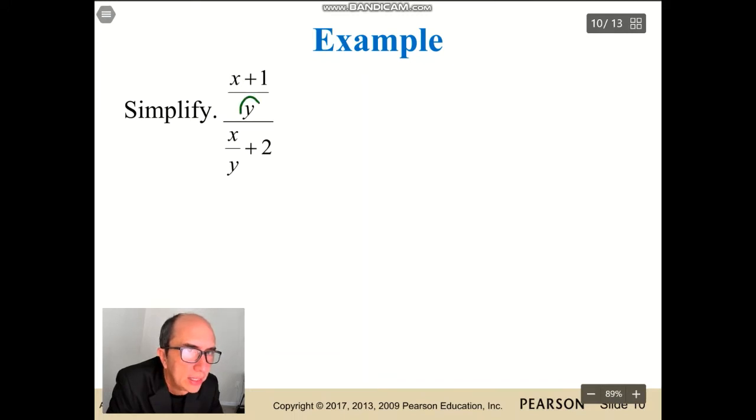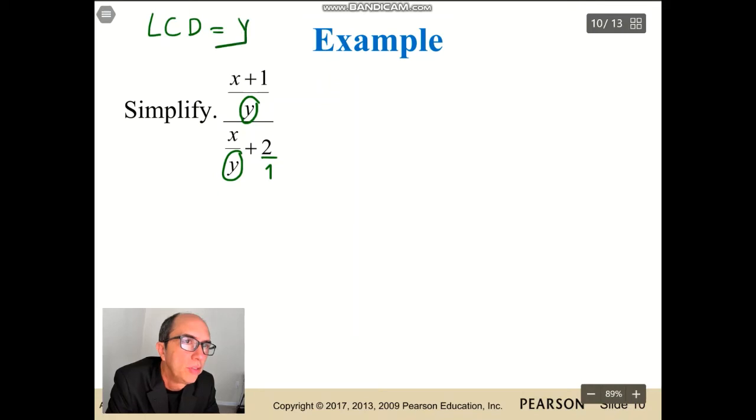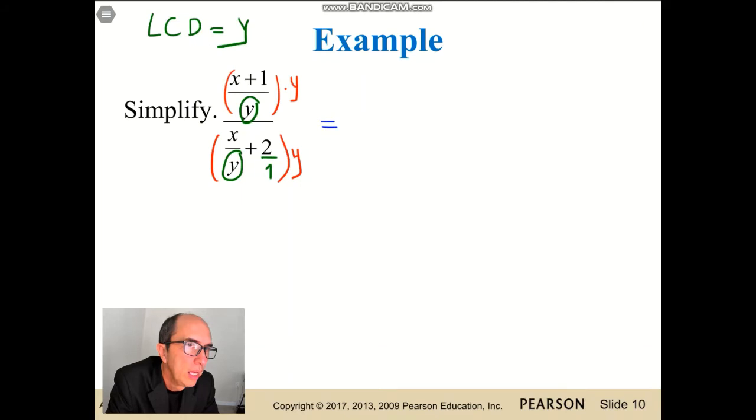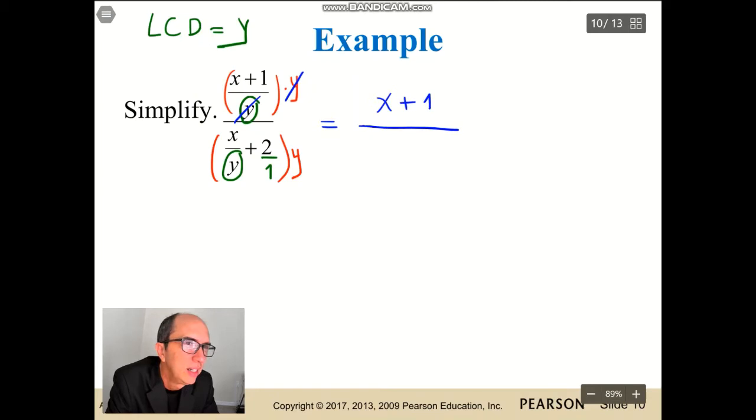First you identify the denominators. All the denominators have y, and 1. So the least common denominator here is obviously going to be y, right? Multiplying y on the numerator and on the denominator, then we're going to have x plus 1 on top, and on the bottom we simplify just here, x times y.